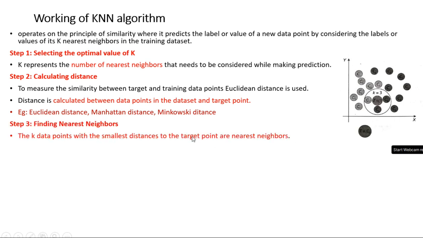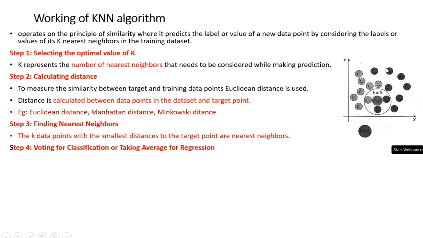Now find the nearest neighbors. The K data points with the smallest distance to the target point are the nearest neighbors, right? So if you calculate the distance from here to here, whichever gives the smallest distance would be the nearest neighbor. Once you get the nearest neighbors, from this test data point you have to calculate the distance to all the data points. There are some 10 or 12 here. You find the distance to all of them and take the 3 smallest distances. That is why K is equal to 3.